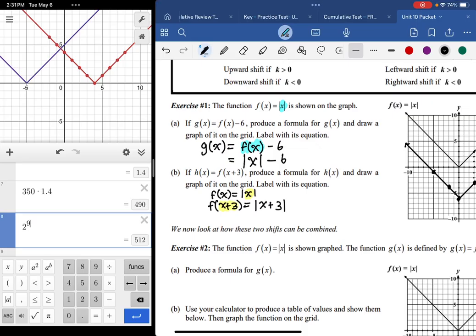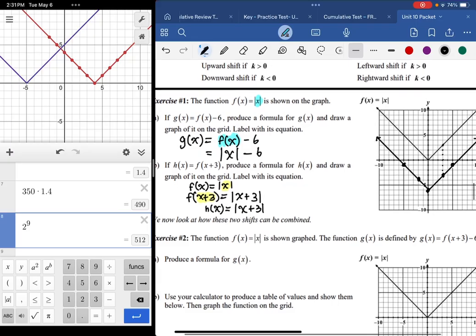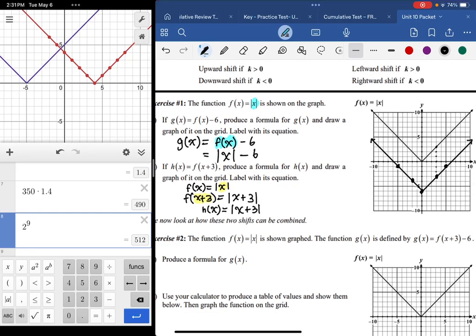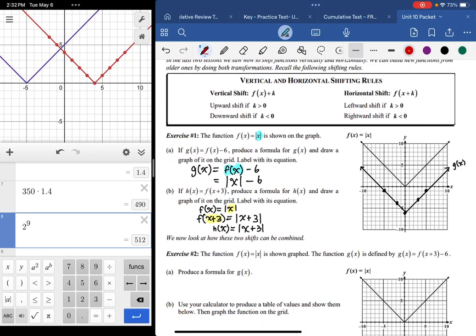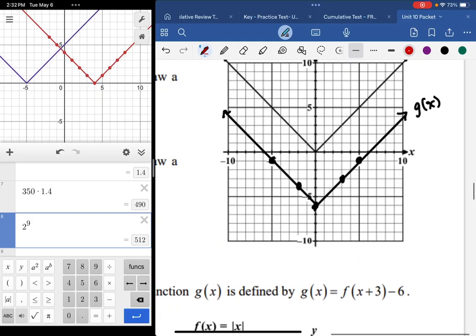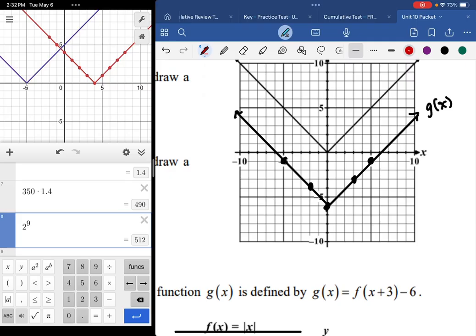And since h of x and f of x plus 3 are the same thing, I could replace this with an h of x. And that's going to be absolute value of x plus 3. So I'm taking my original function and shifting it 3 units to the left. All right. So I'm going to take my original f and move it 3 units to the left.